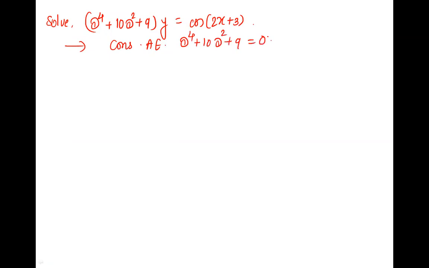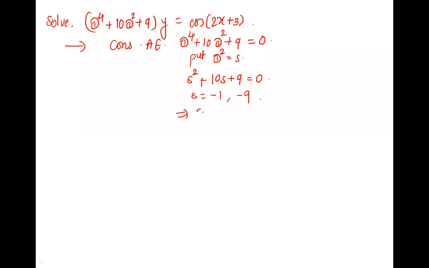How will you solve this? Put d square is equal to s. Very good. So we get s square plus 10s plus 9 equal to 0. And solve for s. Tell me the values of s. Everyone is able to solve on the calculator now. Find out the roots and tell me. Minus 1, minus 9. Very good. So s is equal to minus 1 and minus 9.